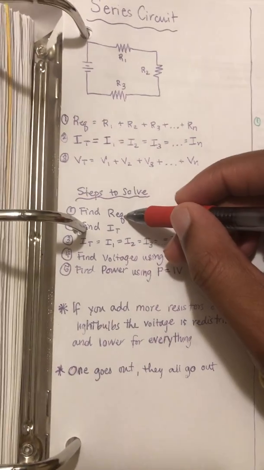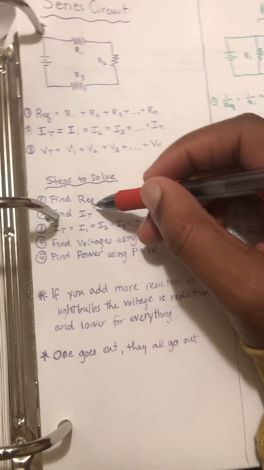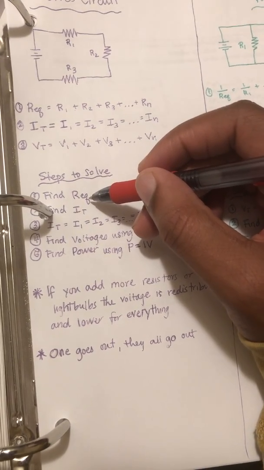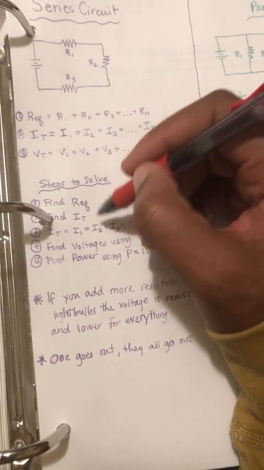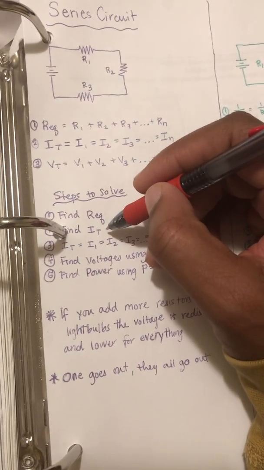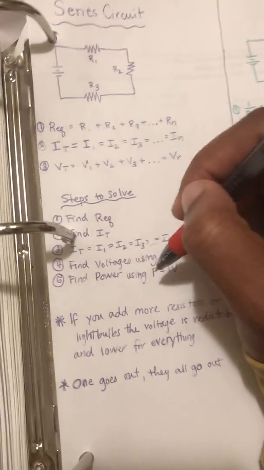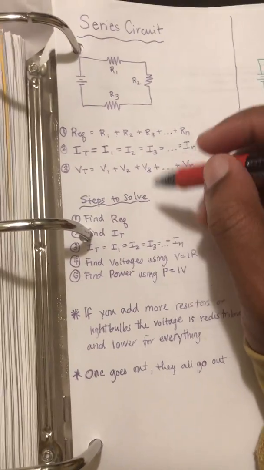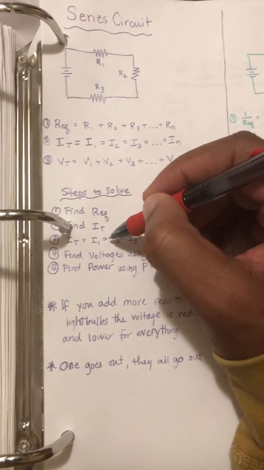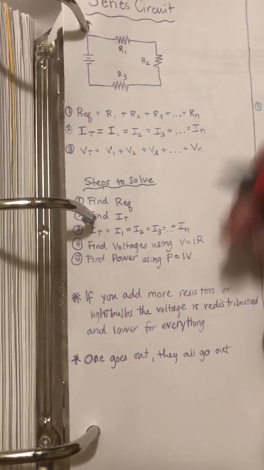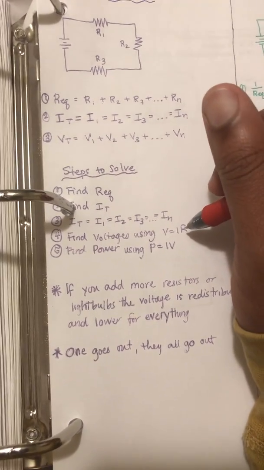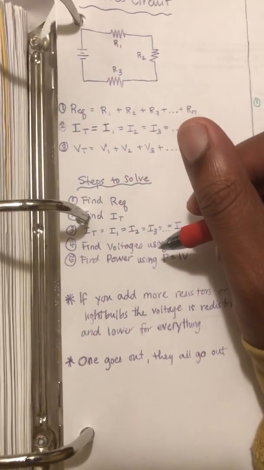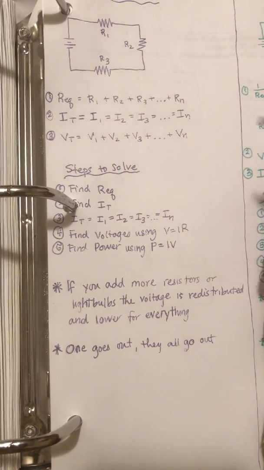The first step will be to find the equivalent resistance, and you find that by adding up the resistor values. Then find the total current by using I is equal to the total voltage over the equivalent resistance. Then we know that the currents are going to be equal, so let's just plug that into our chart. Step four is to find all the voltages using Ohm's law. And then step five is to find the power using P is equal to IV.